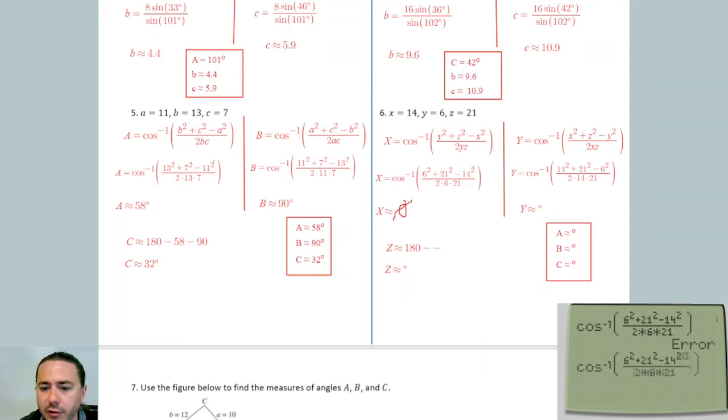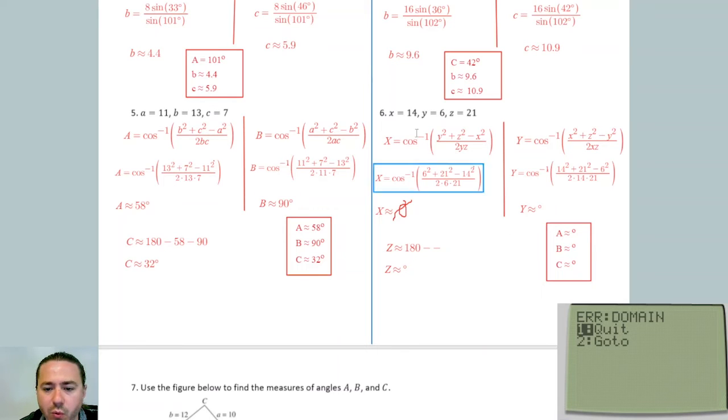But let's see here. So if I do 14 squared plus 21 squared minus 6 squared. Did I get an extra one? There we go. 2 times 14 times 21. I bet we're going to get another error. Boom. Yep. Okay. So this can happen. Let me explain why this happens. There's no possible triangle here.